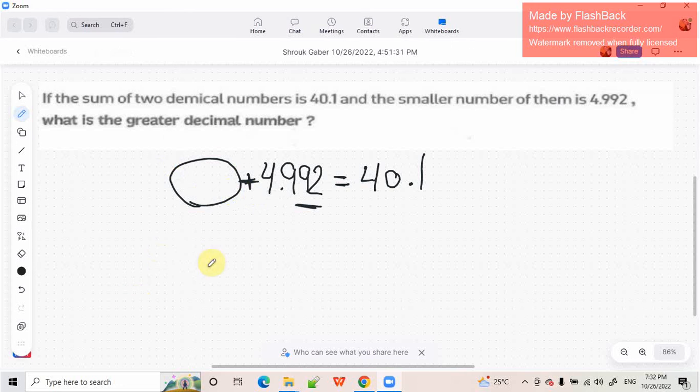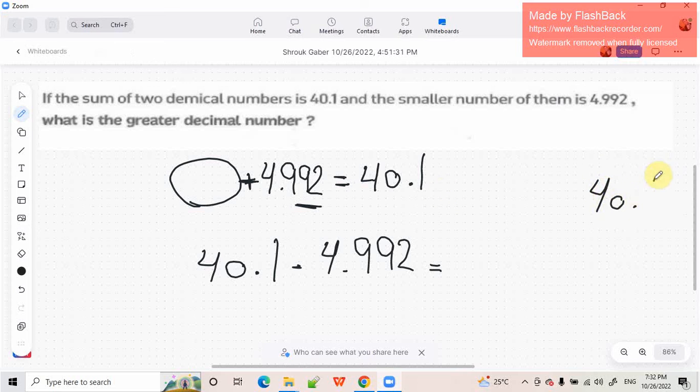Okay, so what is the total number? 40.1. I will subtract 4.992 from the 40.1 to find the greater number. Okay, here let's make a draft. 40 and 1 minus 4.992. Okay, we must make a balance.